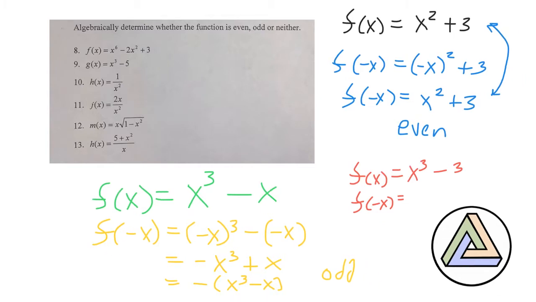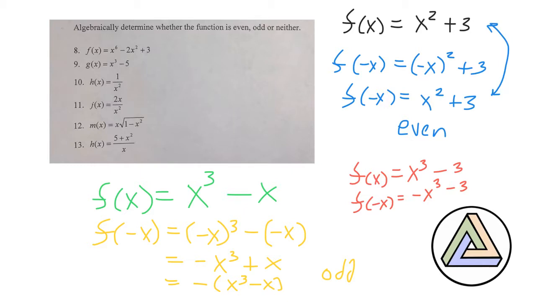What I would quickly realize as a result of going through the motions is that this would end up becoming negative x cubed minus 3. And even though this kind of seems similar to this situation, this is actually different.